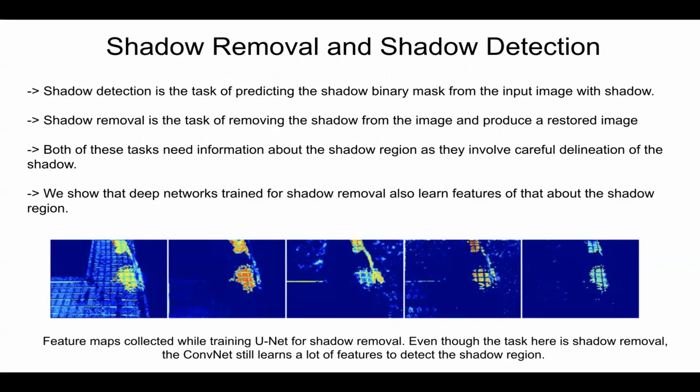And in literature, there are multiple papers that deal with either shadow removal separately or shadow detection separately. So we observed that when we train a deep neural network for shadow removal, it also learns some features about the shadow region. So we use this information to perform shadow removal. In this figure, we can see some of the feature maps collected while training a UNet for shadow removal. And we can see that these feature maps actually detect the shadow region.